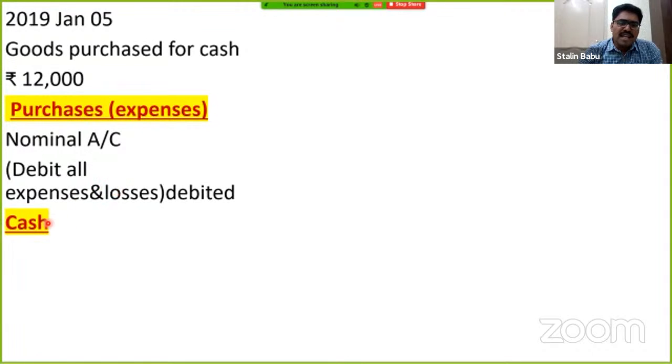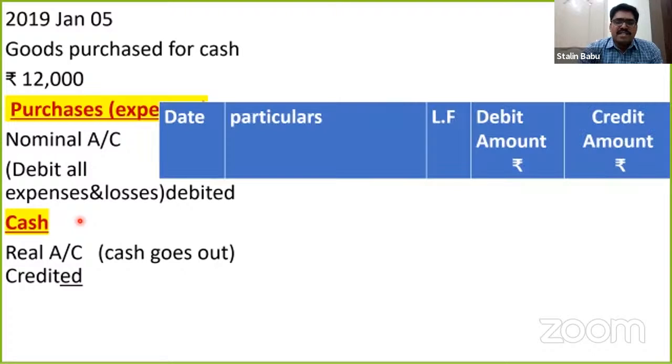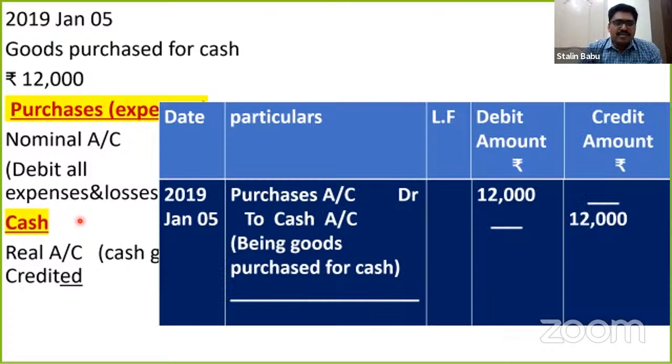So cash account. Is cash account personal, real or nominal? Yes, it comes under real account. What is the principle? Debit what comes in, credit what goes out. Here cash is coming into the business or going out of the business? Yes, here cash is going out of the business. So cash account should be credited. So the entry is purchases account debit to cash account.